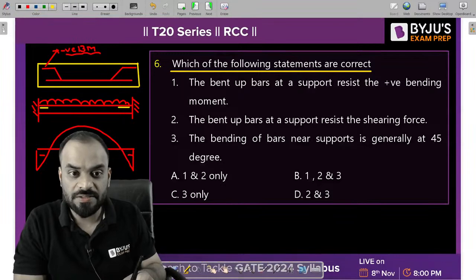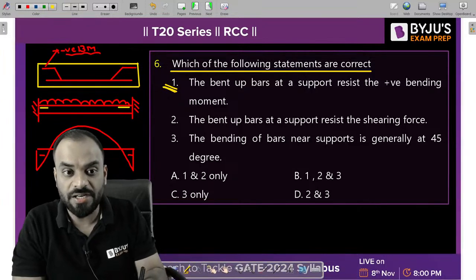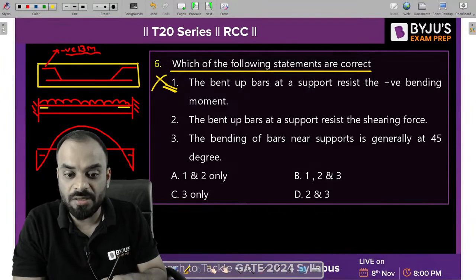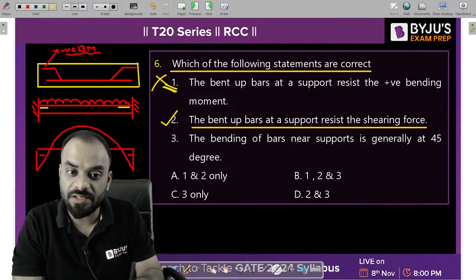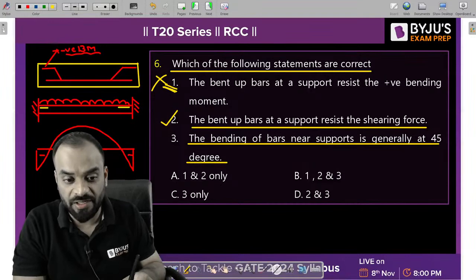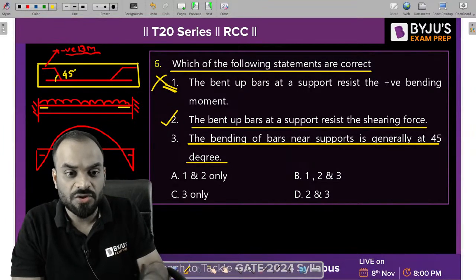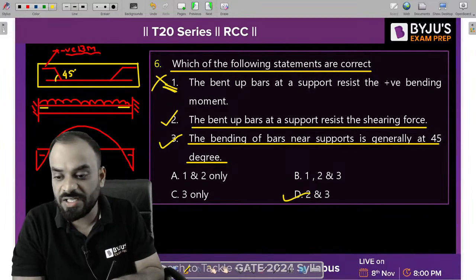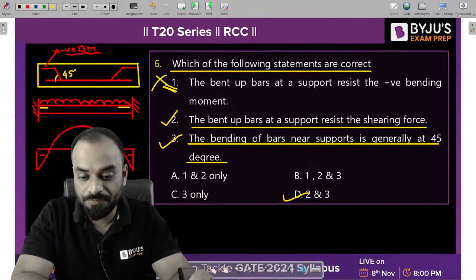So that's why, guys, this statement is correct or wrong? Tell me, it is wrong or it is correct? It is wrong, right? It should be wrong. The bent up bar at the support resists the shear force. Yes, definitely it is correct. The bending of the bar near the support is generally at an angle of 45 degree. Yes, definitely this angle is 45 degree. So only 2 and 3 are correct. That's why D is the correct answer for the problem.